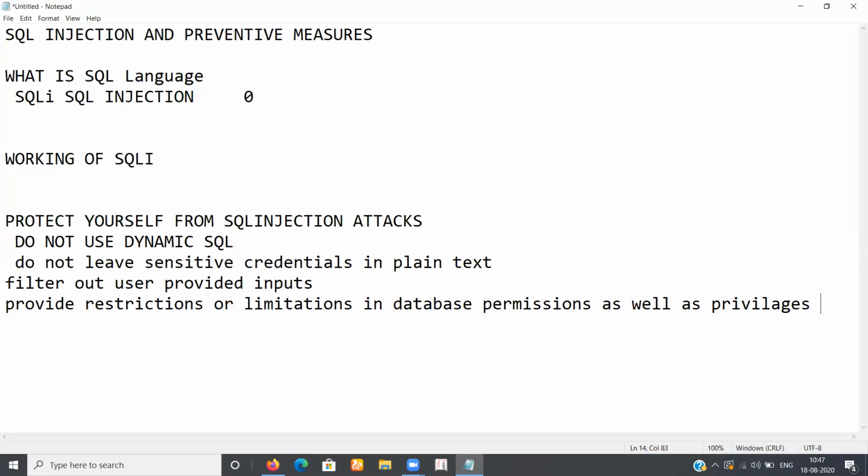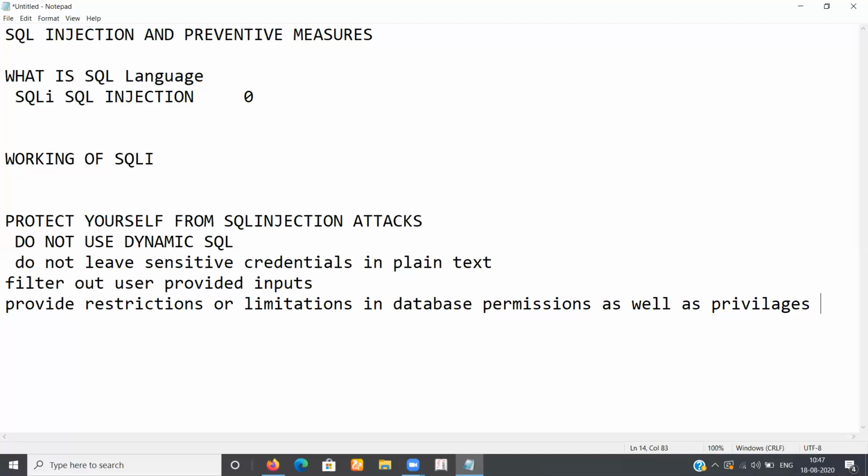Now we have discussed SQL injections and their prevention, how to protect. So today's lecture is over here. We have discussed what the SQL language is. Then we discussed what SQL injection is. After that, we discussed the working of SQLi. And the last topic was how to protect yourself from SQL injection attacks.